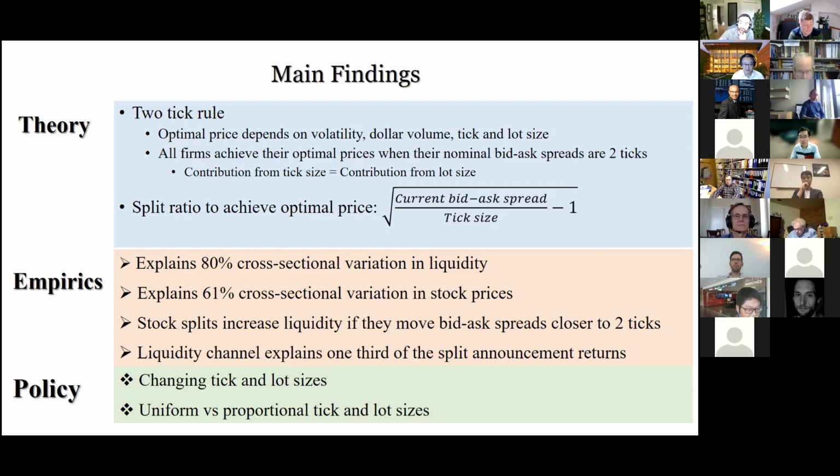Our empirics show that our parsimonious 3-factor model of liquidity can explain more than 80% of cross-sectional variation in liquidity. It can also explain 61% of cross-sectional variation in stock prices. And more interestingly, some splits are correct, some splits are wrong. We show stock splits increase liquidity if they move the bid-ask spread closer to 2 ticks. There's also a literature documenting the split announcement return. We find that, at least in the current market, the liquidity channel explains at least 1/3 of split announcement returns.